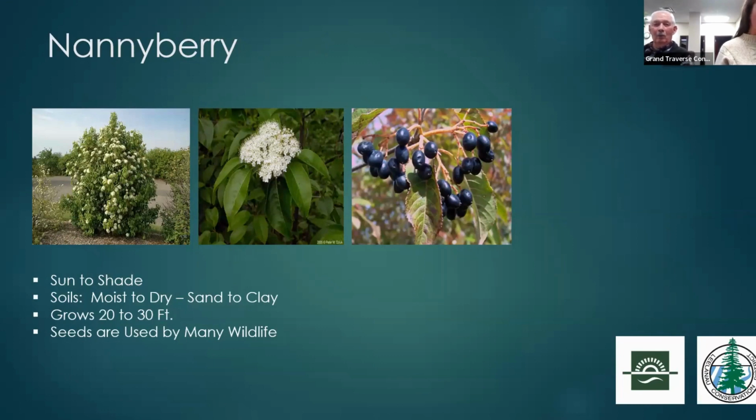Nanny berry almost looks the same, but this plant grows to be quite high, 20 to 30 feet in sun to shade, moist to dry sand or clay, and the seeds are used again by many wildlife.